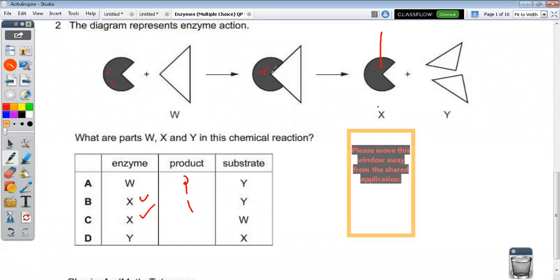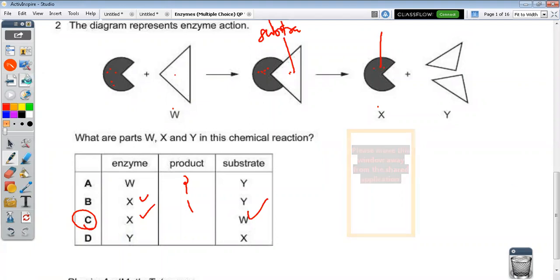Then what fits onto the enzyme here is what we call substrates. Remember, it's a lock and key. The substrate is this one here. W is the substrate. Clear now. So the answer becomes what? Becomes C, even without the product missing. Clear? Makes sense?